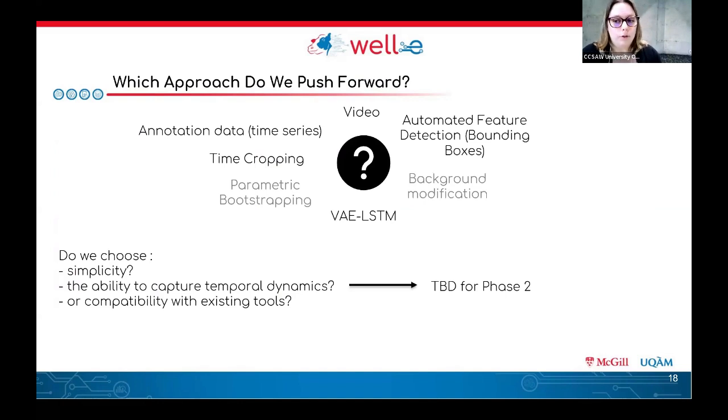When we are carrying out experiments in ethology, we can have different kinds of data, other than just the frequency and the duration of behaviors. And with all this kind of data, we can try to develop methodology to increase our data set. I only presented two of these methods, but there are others we are working on. Our next step is to see which one we want to push forward, which one is the most promising, and do we want to choose simplicity, the ability to capture temporal dynamics, or to test the compatibility with existing tools? That's what we have to do for our next phase.